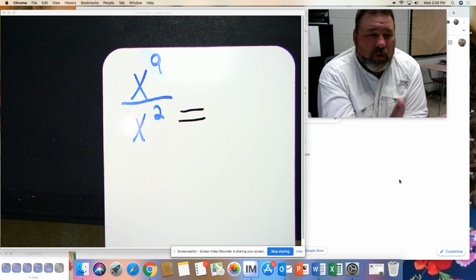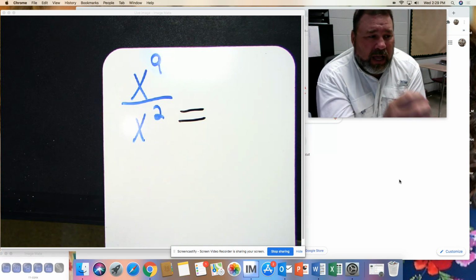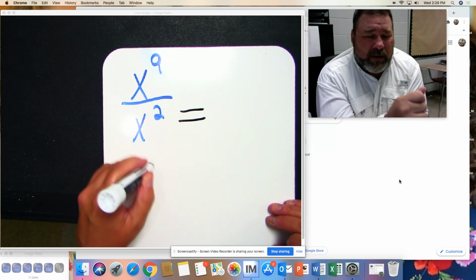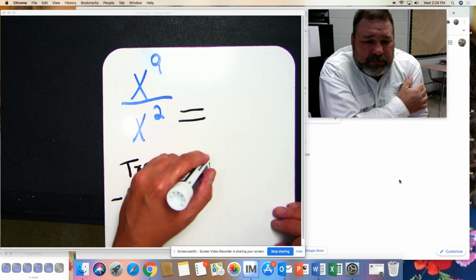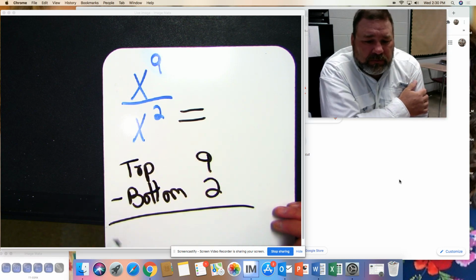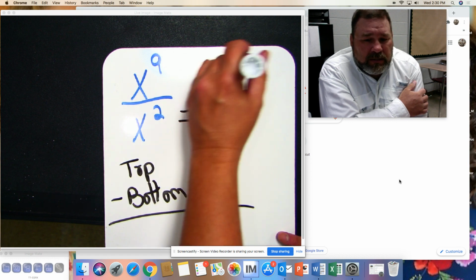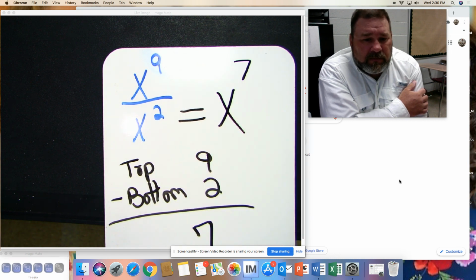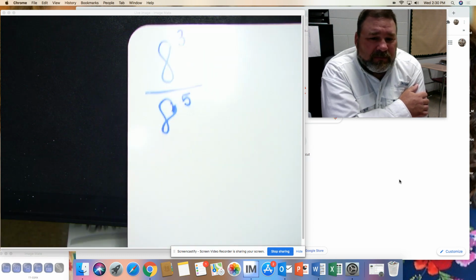So the rule is the same, right? You take the numerator's exponent, the top one, and subtract the denominator's exponent, the bottom one, and put it with a common base. So if I do 9 take away 2, I get 7. So that's going to be my new exponent. My base stayed the same, x. My exponent becomes a 7. Wow, that's a great shortcut, Ms. Powell. Now, let's do the shortcut on this one.